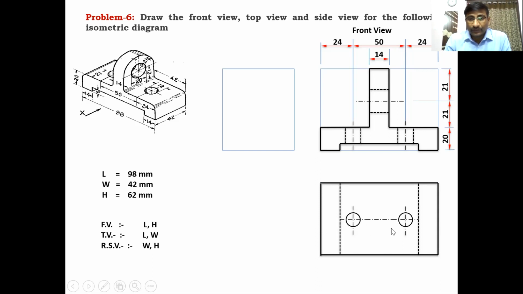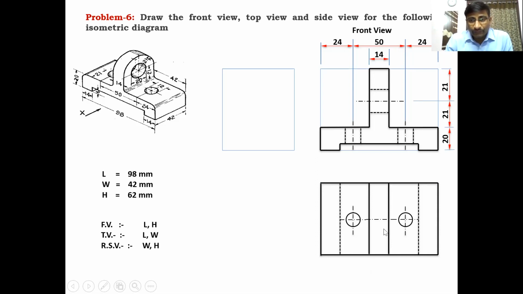With the centers, draw two holes on both sides, and draw two vertical lines at a width of 14 mm between them, because this curved surface looks like a vertical or plane surface from the top side. In this plane surface, one hole is there, which is also invisible from this axis line on both sides.